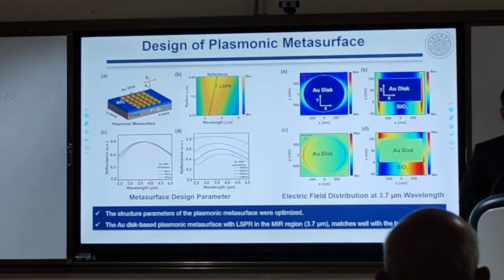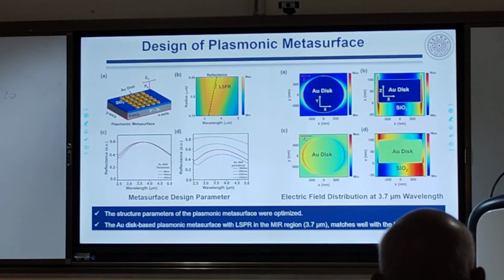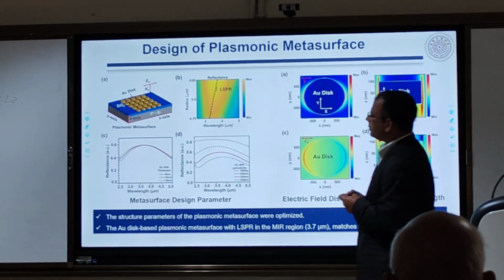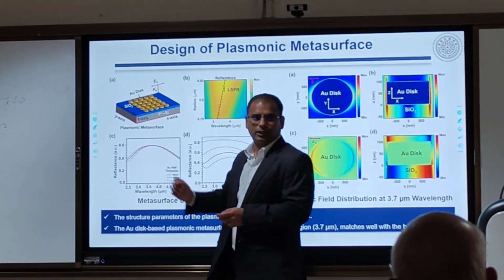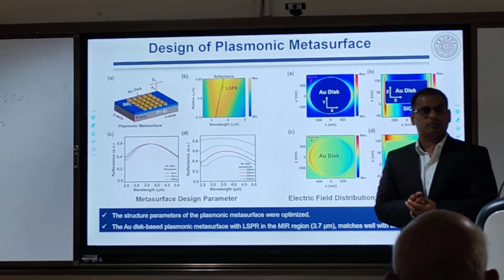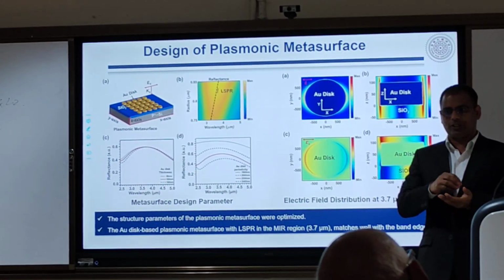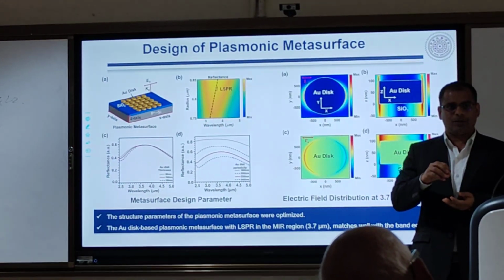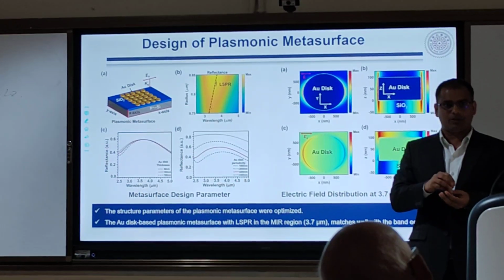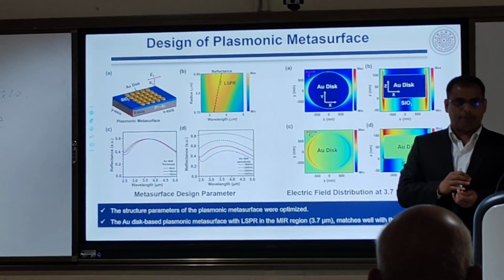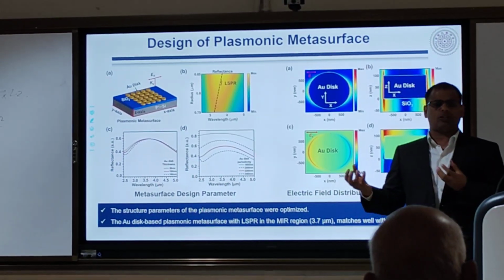So you are talking about plasmonic metasurfaces. Yeah. And you have deposited gold discs on a SiO2 substrate, right? Yeah. So how does it act like a metasurface? How do you call it? A metasurface is a 2D array of meta-atoms. It is not like a metamaterial. Yeah, it acts like a metamaterial. Metamaterial and metasurface are both the same.